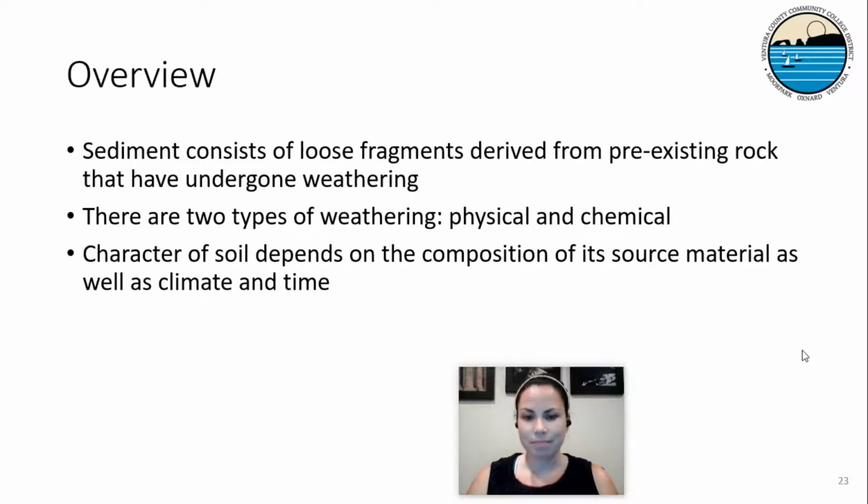And we also talked about how the character of soil depends on the composition of its source material, as well as climate and time. So now at the end of this video, I'm going to turn you over to a YouTube video so that you can look at some really cool weathering and erosion over time on a beach. And again, this is one of those videos that if you get into a rabbit hole on YouTube, you'll find some really cool stuff.